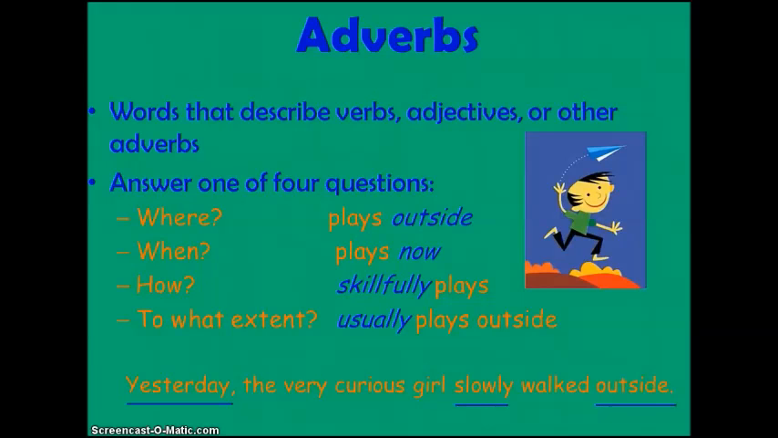And then we have to what extent. Now this is a little tricky. I'll give you a hint. This adverb describes an adjective. So which word in this sentence is an adjective? If we know that adjectives describe nouns or pronouns, let's find our noun. Girl is a noun. What kind of girl? The curious girl. And to what extent was the girl curious? She was very curious.